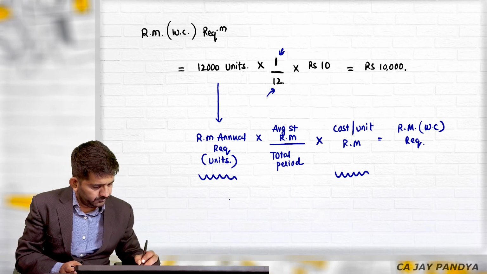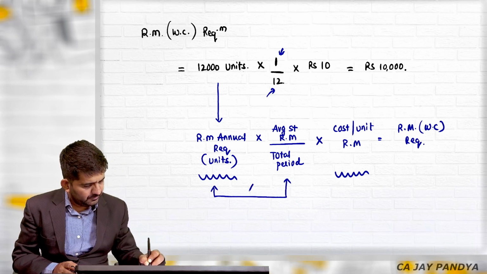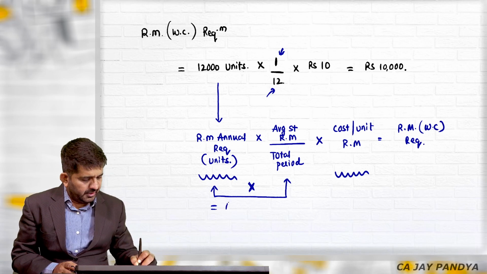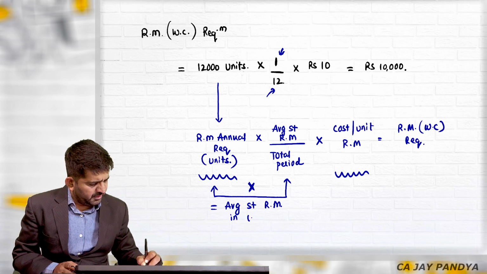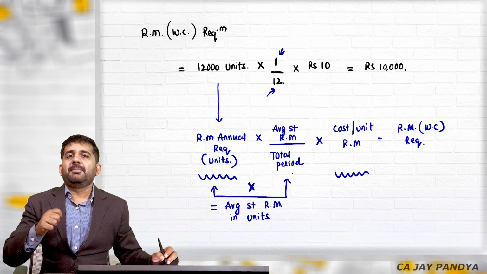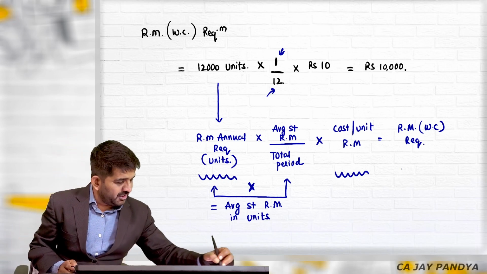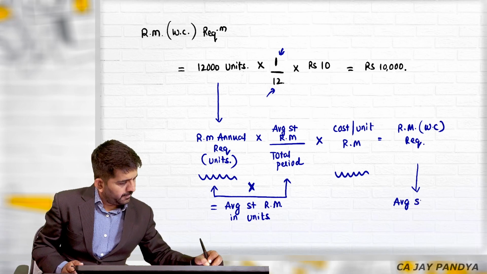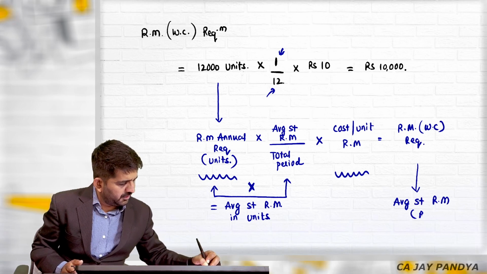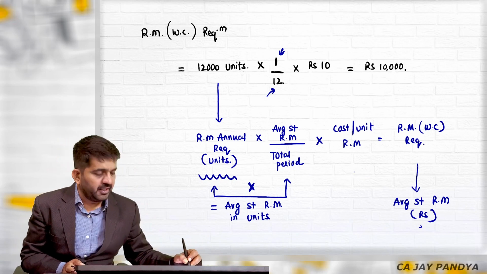Also, what is this multiplied by this? It is the average stock of raw material in units. Multiplied by cost price per unit, we get the working capital requirement. What is this? Believe me, it is nothing but the average stock of raw material, but in rupees. Right, we have just multiplied by cost price per unit.